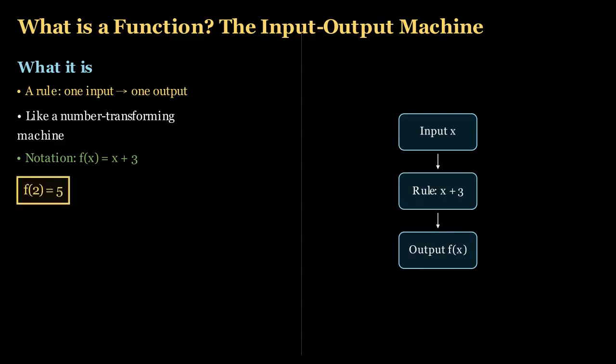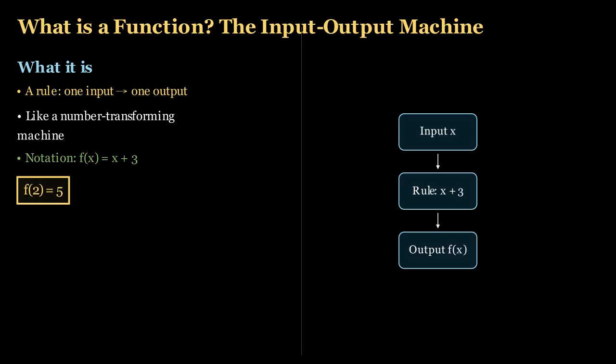We give the function a name, often just a letter like f, and we write f of x to mean the output when the input is x. For example, if the rule is add 3, we write f of x equals x plus 3. The x is the input, the thing you drop in. The whole expression f of x is the output you get back.